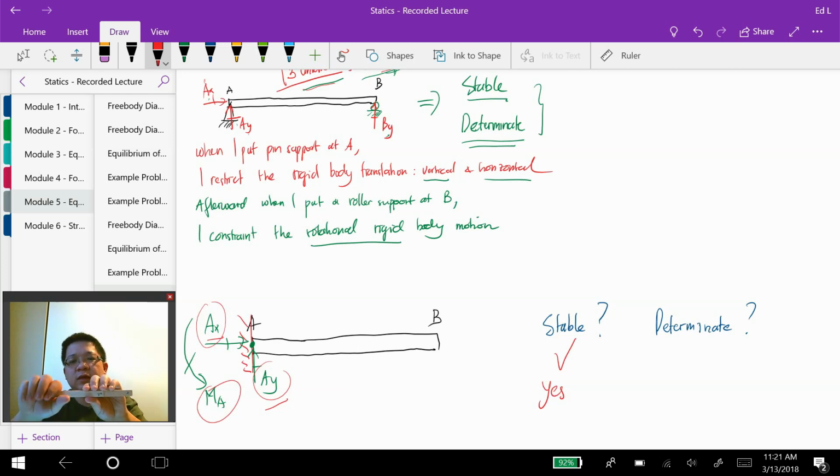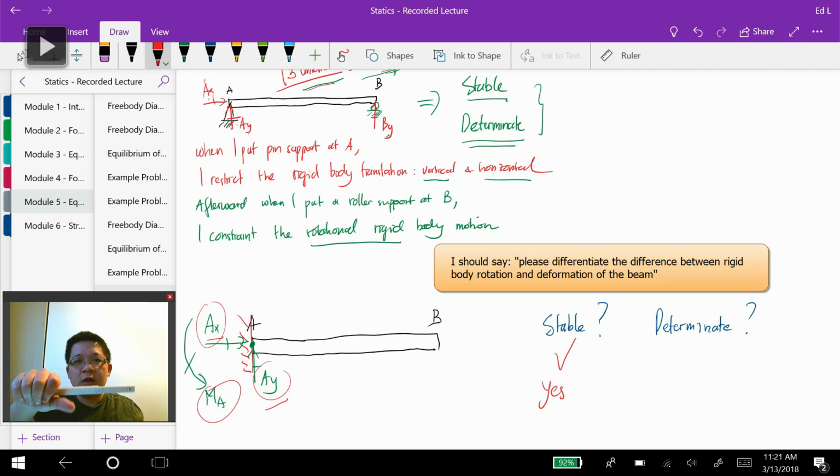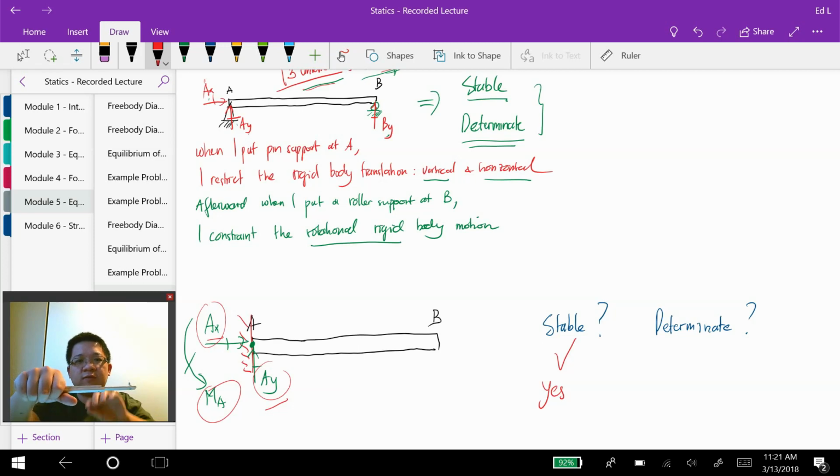However, please differentiate between the rigid body motion and the deformation of the structure. So what is the difference? Rigid body motion is the entire structure moving together as a whole rigid body. Deformation is something like this. Even though I already fixed it in here, if I apply a load here, you can see that there's some curve in here, and that's what we call deformation. And this deformation is not a rigid body motion, so please differentiate it.